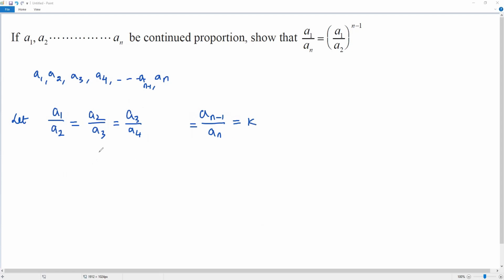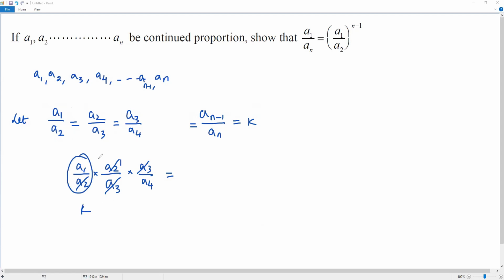Now what we can do is multiply the first three ratios. That is a1 divided by a2 times a2 divided by a3 times a3 divided by a4. Here a2 will cancel, a3 will cancel out. And what do we get on the right side? We may say that we get a1 divided by a4. But before that, let's proceed in a different way. Already we know the value of a1 divided by a2 is k, the value of a2 divided by a3 is also k, and the value of a3 divided by a4 is also k.